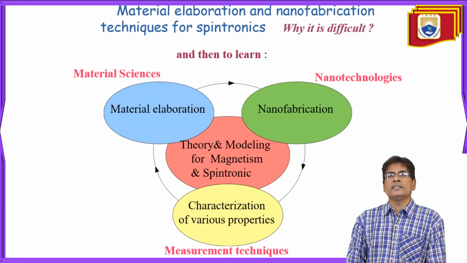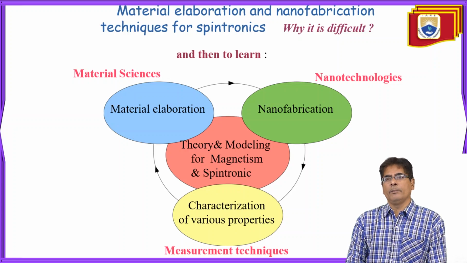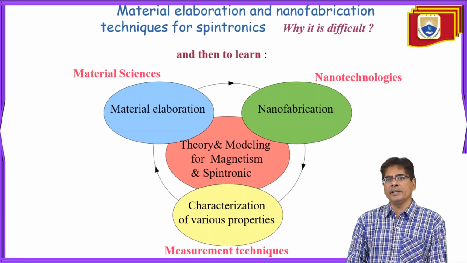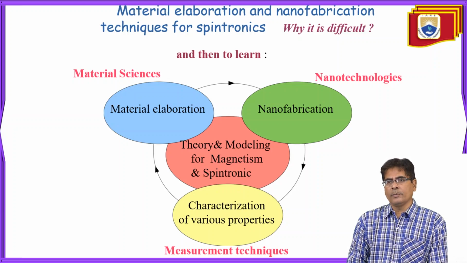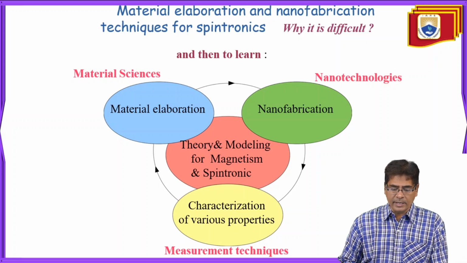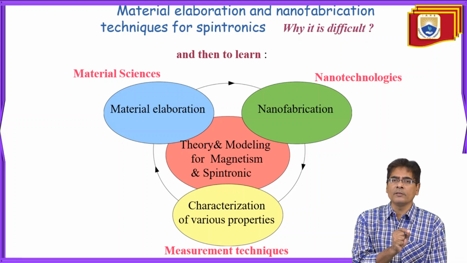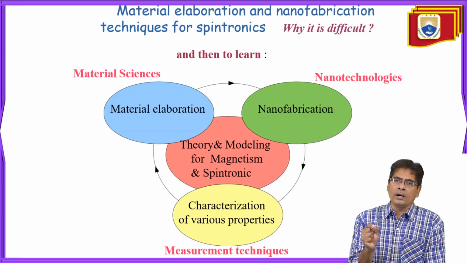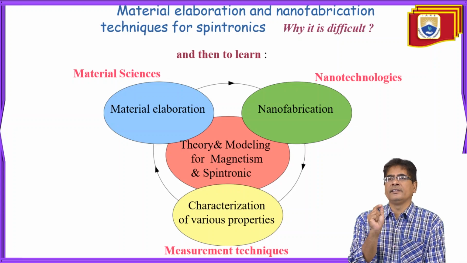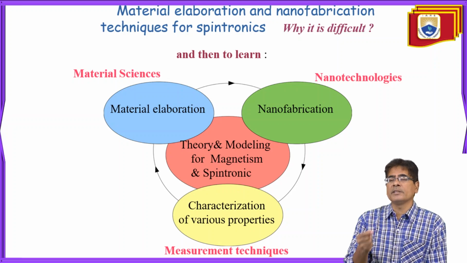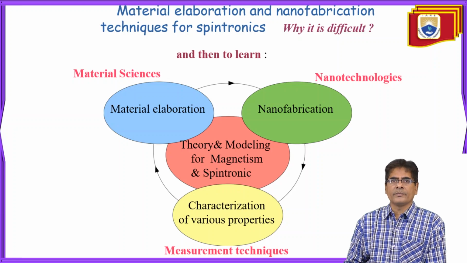The material elaboration, nanofabrication and characterization techniques come under material science. Material science and nanofabrication require technologies, and the characterization is nothing but the measurement techniques. That's why it is difficult to learn: we need to understand the science of the material, and the technology that is required to fabricate that particular material, right? And then we need to study certain measurement techniques, the characterizations of various properties, right?